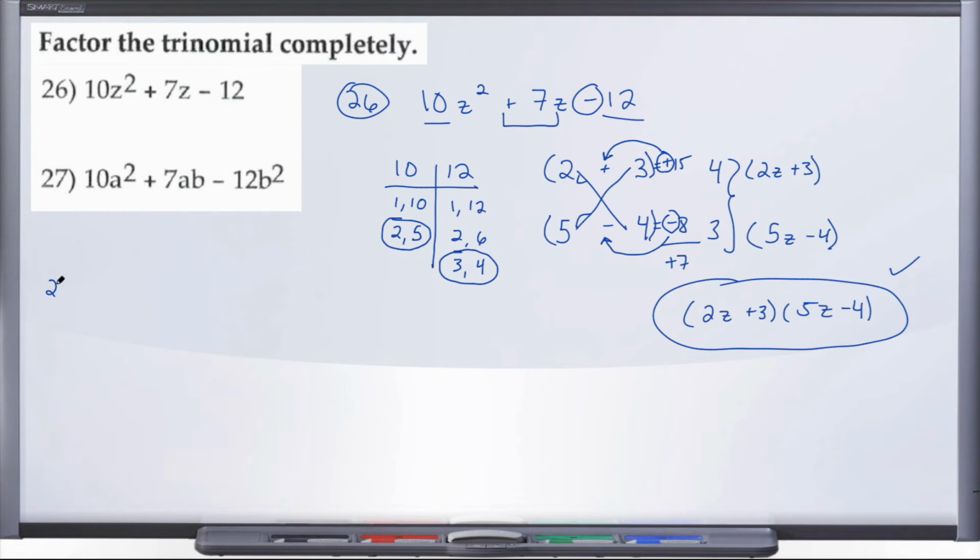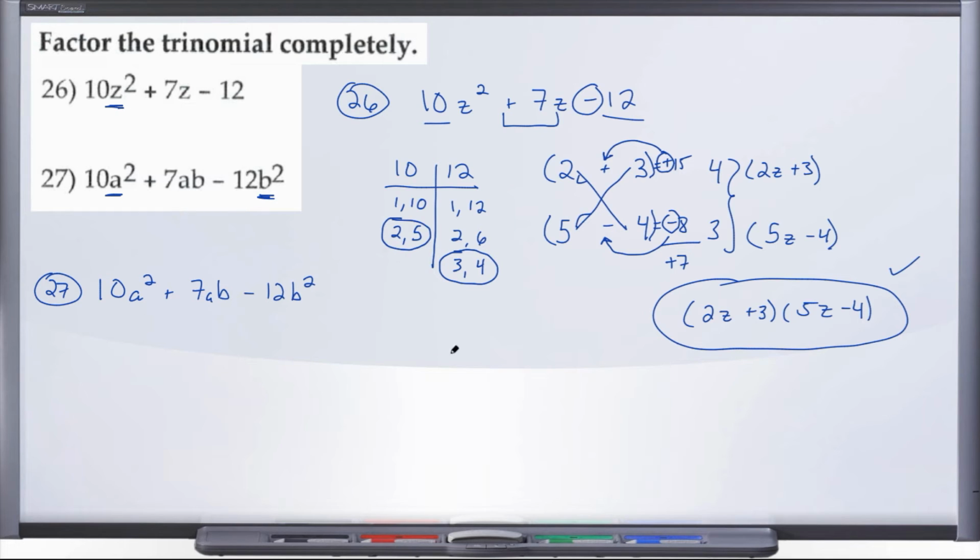All right, let's look at 27 now. So 27, we have 10a squared plus 7ab minus 12b squared. And you might notice that these are almost identical, aren't they? We have a 10, a positive 7, negative 12. So our factors are going to be the exact same, aren't they? The only thing that's really different is the leading variable that we use in 27. Here we have an a, here we had a z. And in 27 we have an ending variable, a b, where there's no variable here.